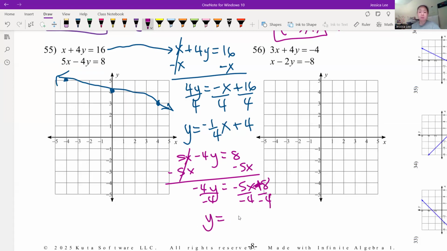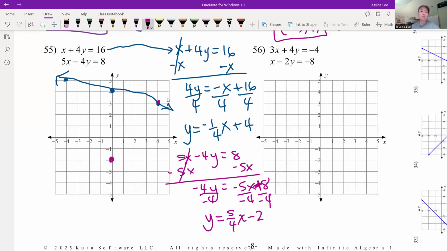Y is equal to negative divided by negative is positive, so I just have 5/4 x. 8 divided by negative 4 is minus 2. I'm going to go here to minus 2, and I'm going to go up 5. Here's 2, 5, and then over 4.